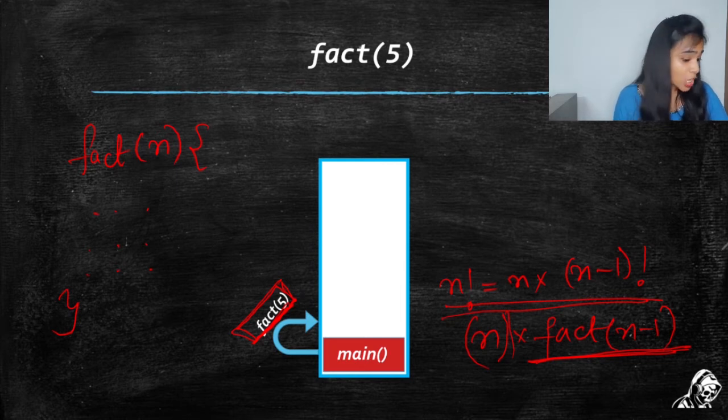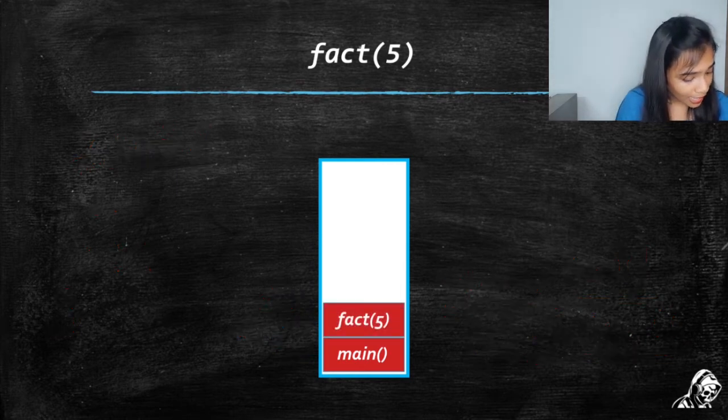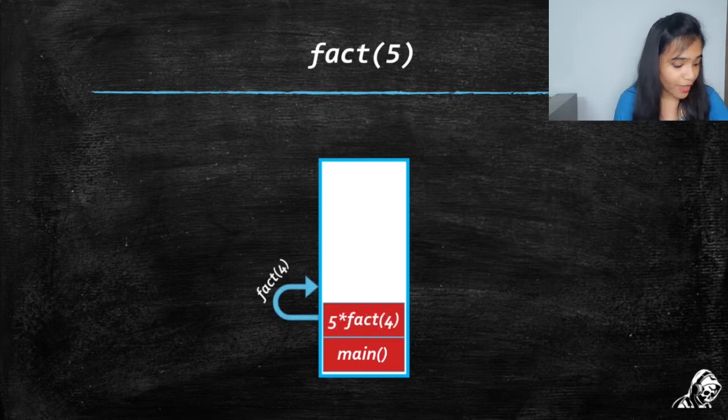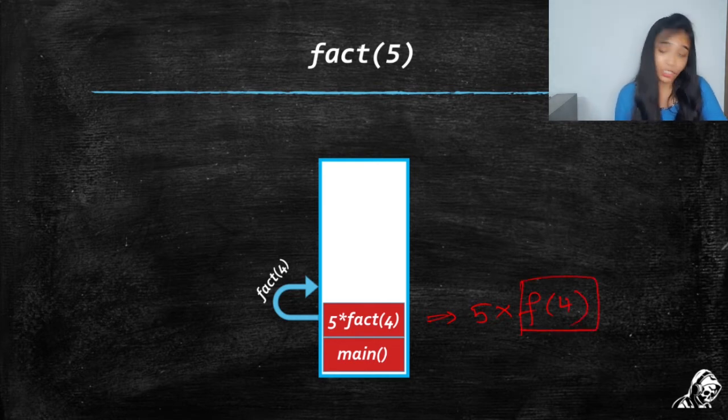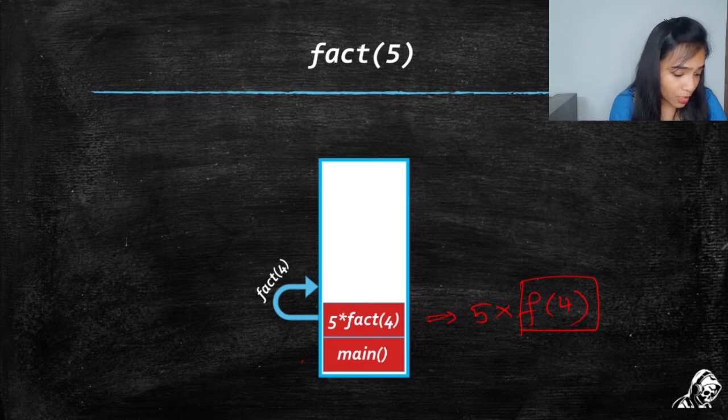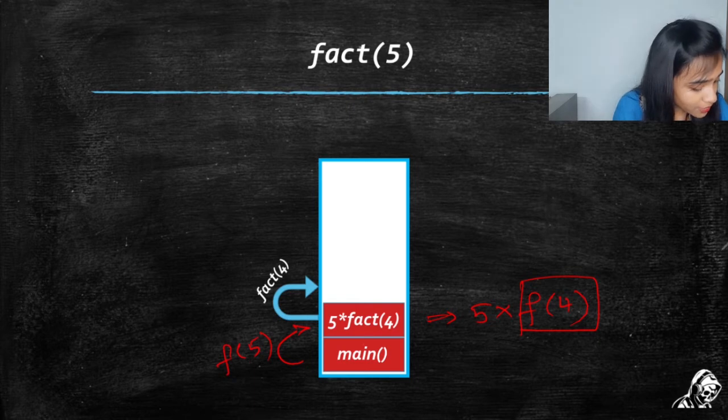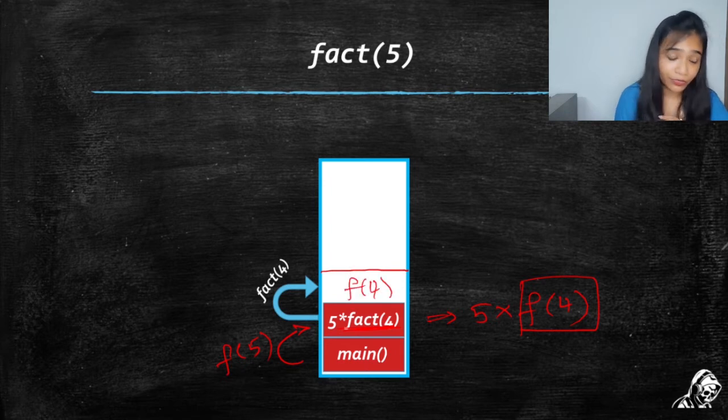So what happens here is factorial of 5 is broken into 5 into factorial of 4. Now similarly, again this factorial of 4 function is encountered. So what is going to happen? It's going to follow the exact same procedure which it followed when it called factorial of 5 from the main function. So this factorial of 4 is going to be called and it's going to get added over here as factorial of 4.